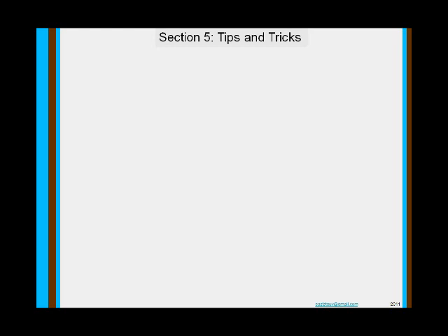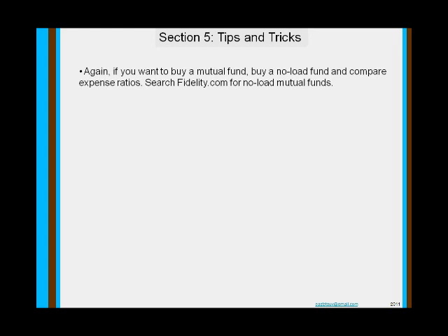So here we go. This one I've already said. Always look for no-load mutual funds first, and compare expense ratios when choosing between funds. Every so often, check your current allocation to see how it compares to where you were before and where you said you'd be by now.